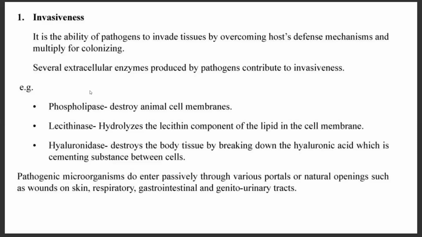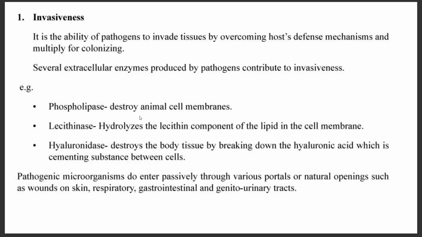First one is phospholipase. Phospholipase is an extracellular enzyme. It destroys animal cell membrane. By destroying the animal cell membrane, it can go inside the cells. Next one, lecithinase. Hydrolyzes the lecithin component of the lipid in the cell membrane. And hyaluronidase destroys the body tissues by breaking down the hyaluronic acid, which is the cementing substance in between cells. The hyaluronic acid is the cementing substance that binds the cells together like cement. What do these enzymes do? They break it down. Right? And by breaking it, they destroy the tissues.